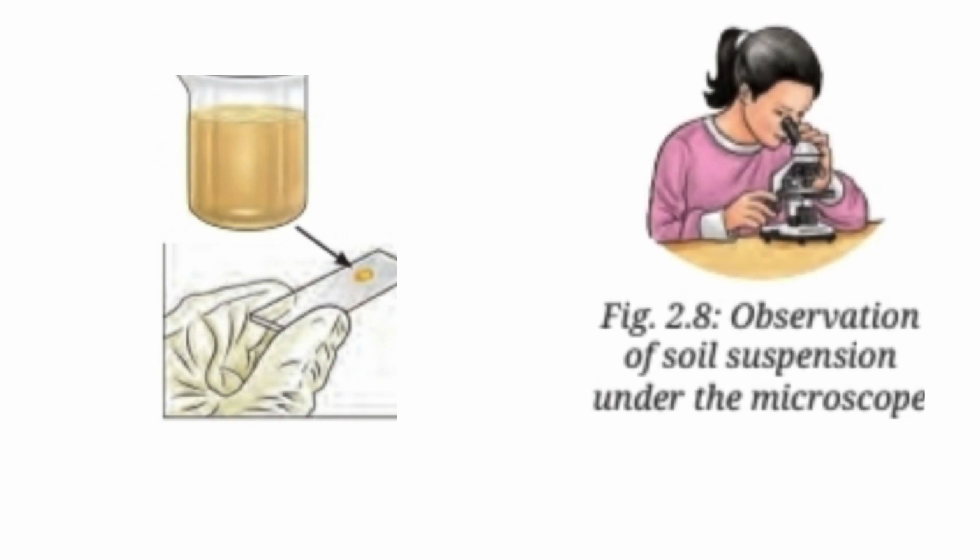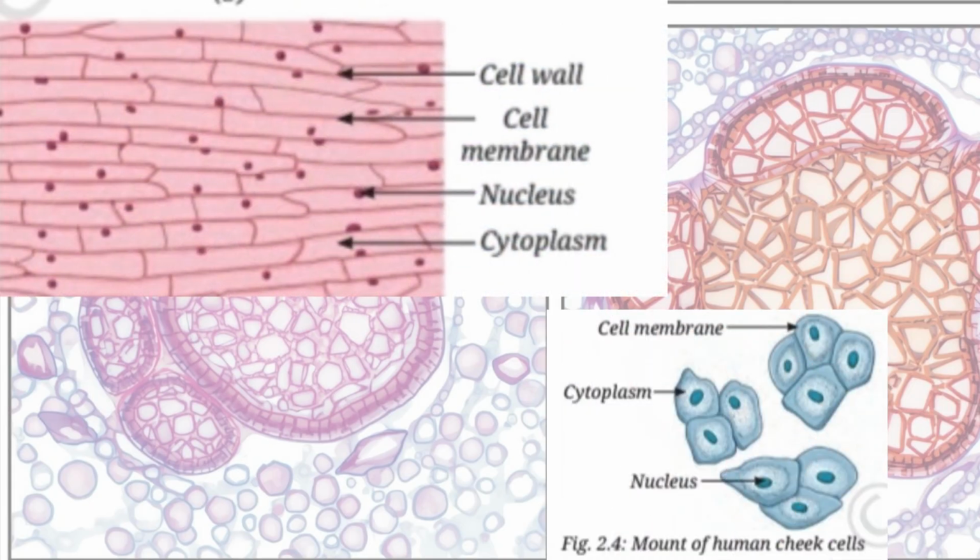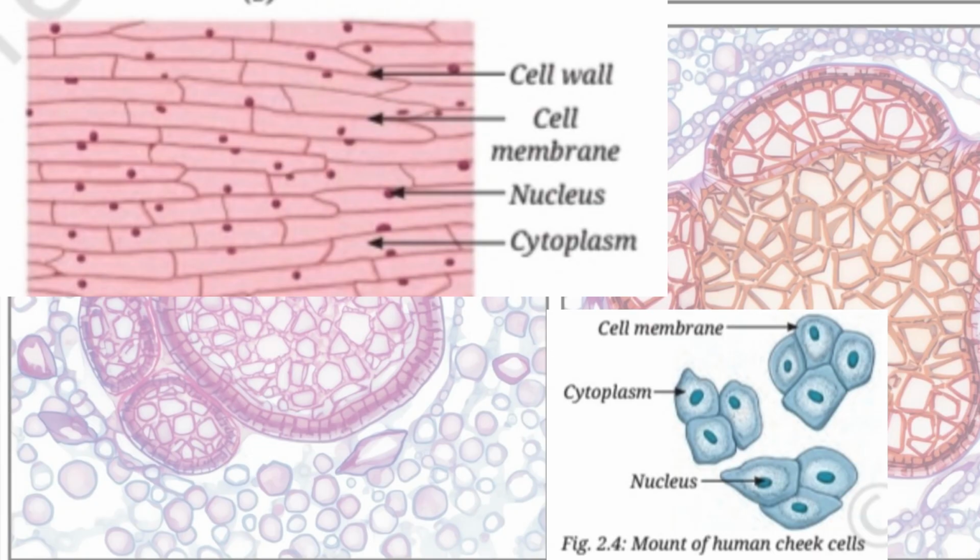You will see polygon shaped cells with a thin boundary called the cell membrane, a jelly like fluid called the cytoplasm, and the round structure in the center, the nucleus. Comparing onion cells and cheek cells, plant cells like onion have a cell wall which gives them rigidity. Animal cells like cheek cells do not have a cell wall, but both have a cell membrane, cytoplasm, and nucleus.